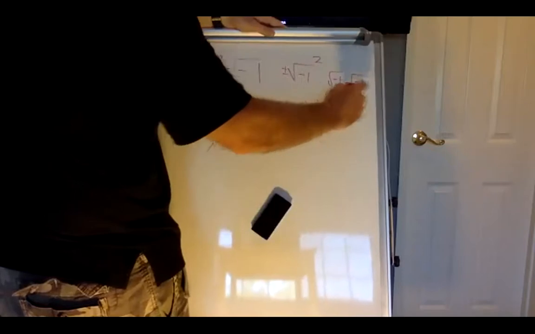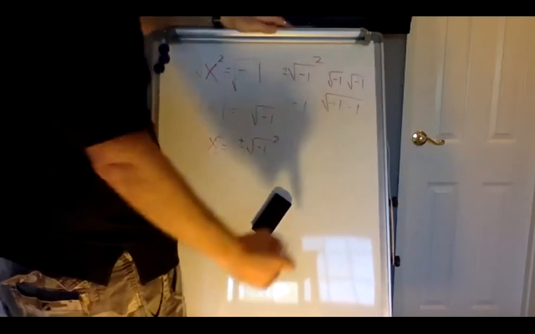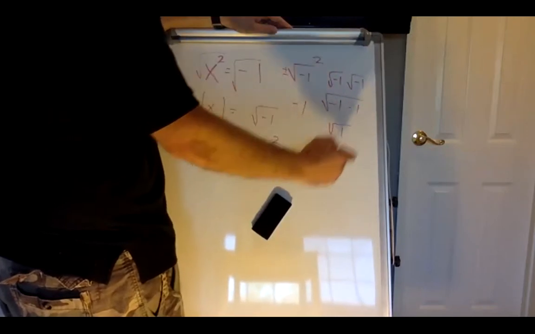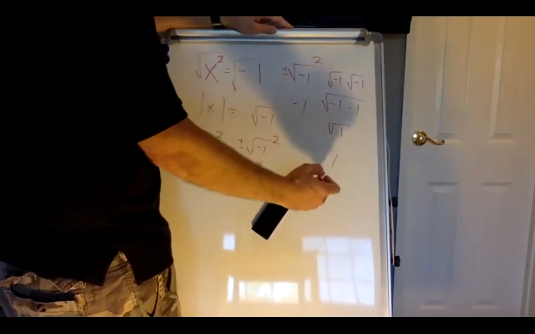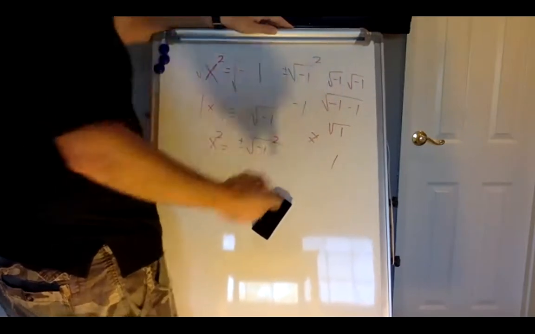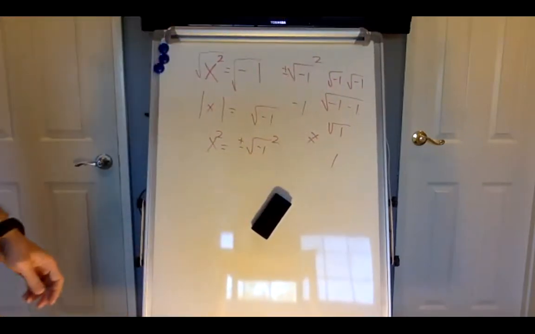If this is the square root of -1 times -1, what does that give you? It gives you the square root of +1, which is 1. How could the same thing give you -1? 1 is not equal to -1. There's a problem.